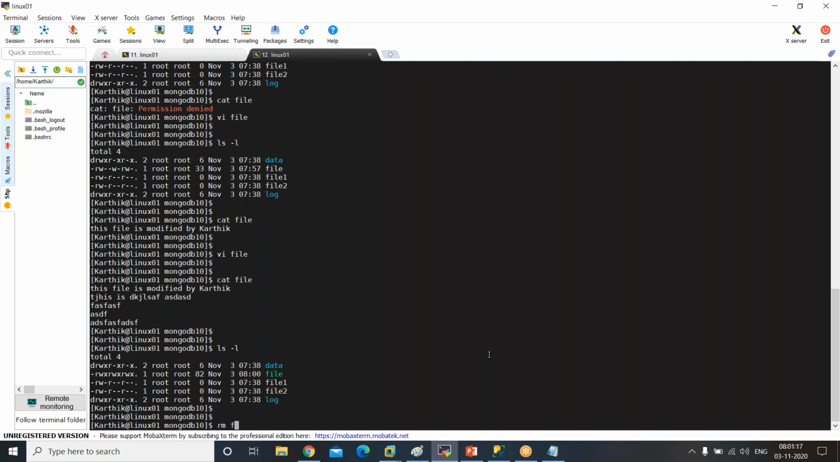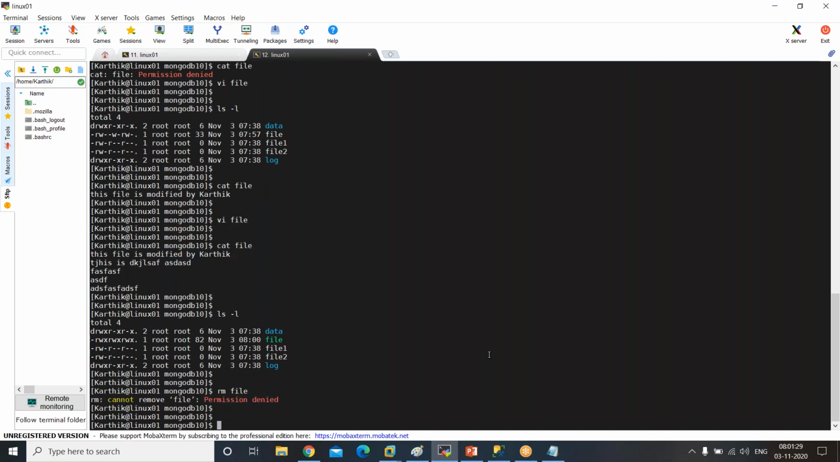So rm file. Only the owner of the file can delete the file, irrespective of the permissions. Keep that in mind. Permission denied. See, Karthik has full rights. Read, write, execute is the maximum he can have. Still, he cannot delete the file. Who can delete? The owner of the file can delete it, irrespective of the permissions. This is another important point you have to remember. If you have to delete a file, you should be the owner of it.